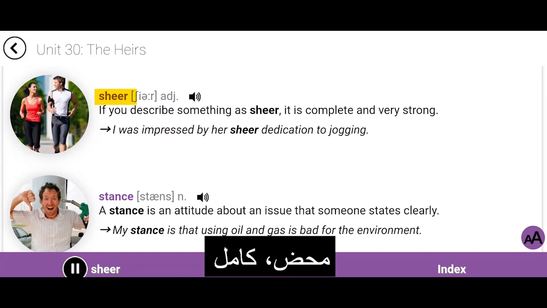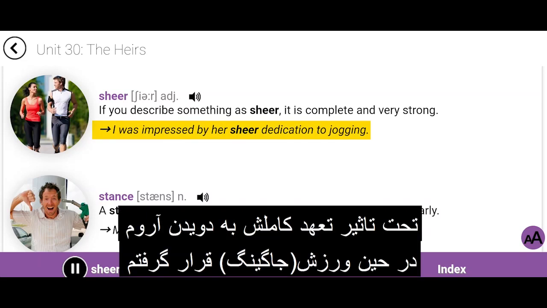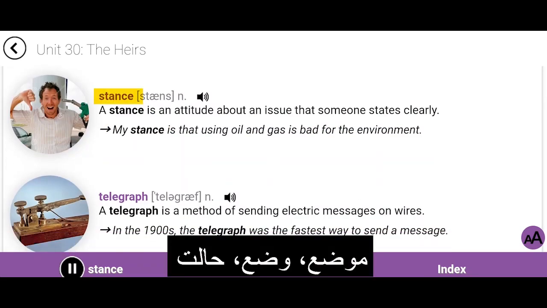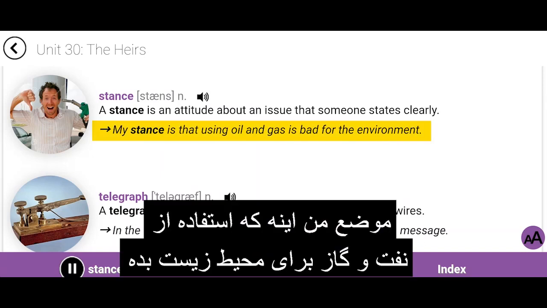Sheer. If you describe something as sheer, it is complete and very strong. I was impressed by her sheer dedication to jogging. Stance. A stance is an attitude about an issue that someone states clearly. My stance is that using oil and gas is bad for the environment.